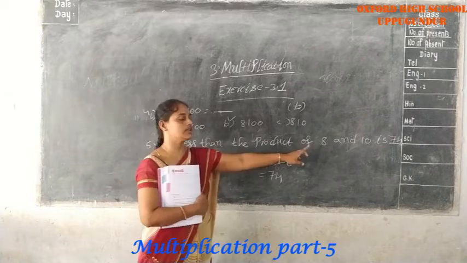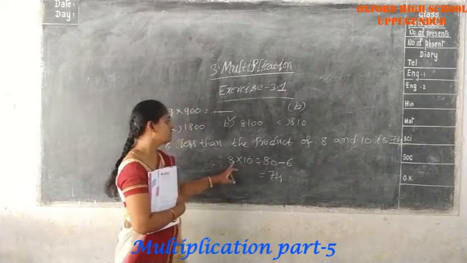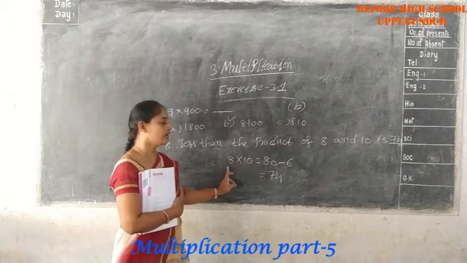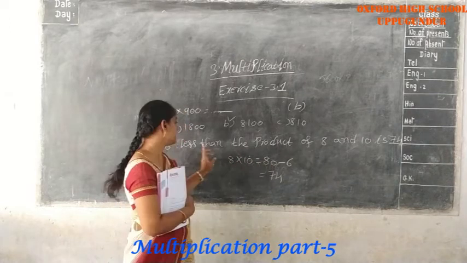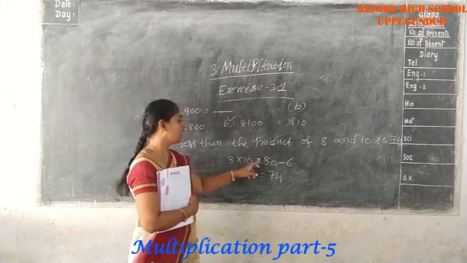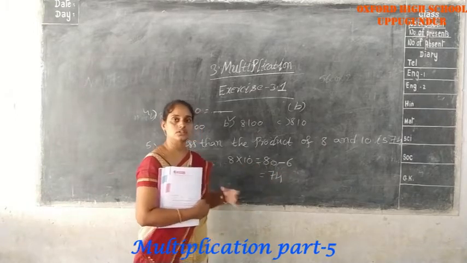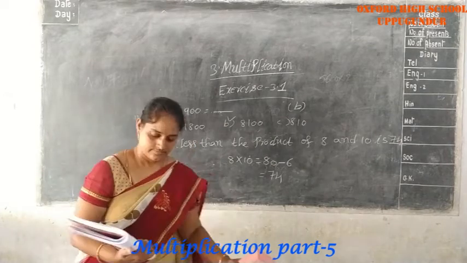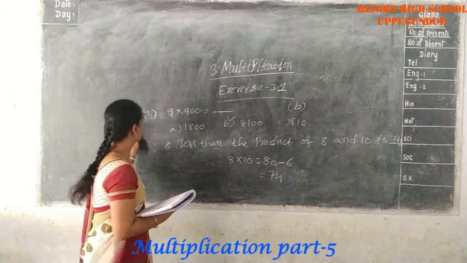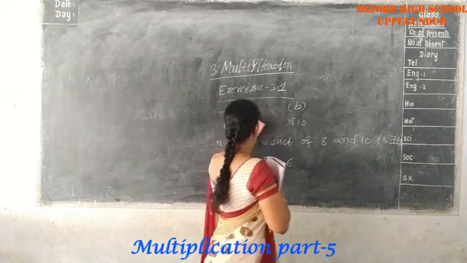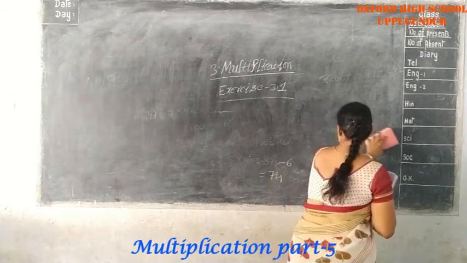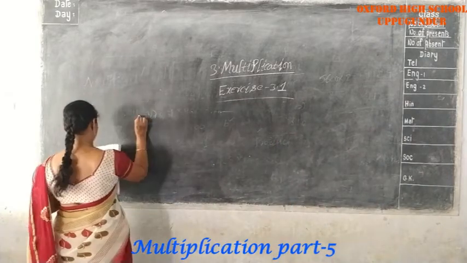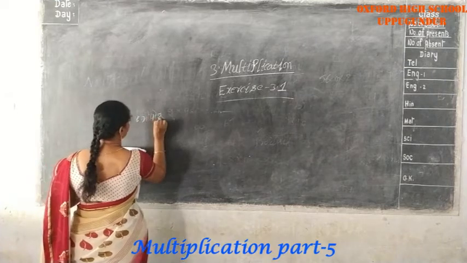6 less than the product of 8 and 10 is. The product of 8 and 10 is. Product means multiplication. 8 into 10, 8 times 10 is 80. Less than 6. 80 minus 6 equal to 74. Okay, is it clear? Next.